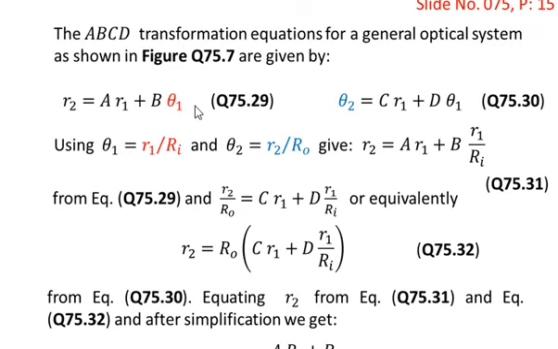So you see that from equation number 7 we have, for the general system, R2 is equal to A times R1 plus B times θ1, and similarly the second equation was θ2 is equal to C times R1 plus D times θ1. You see that these two equations are the equations on which our matrices are based. And of course, you are familiar that A, B, C, D are the parameters of the matrix.